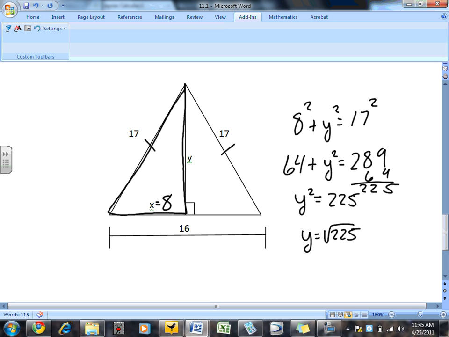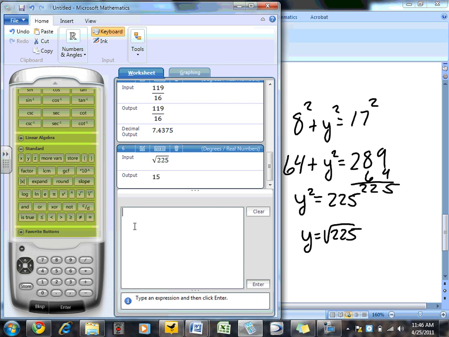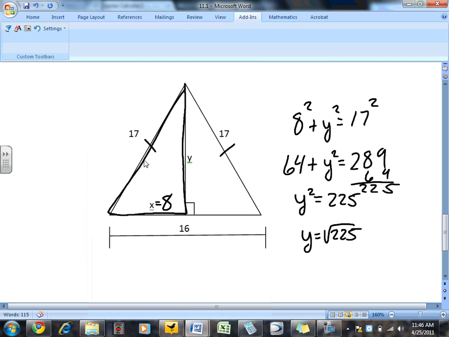And we can check ourselves. Is that a perfect square? All right, 225. So we can hit the square root. And actually it does. 15 squared equals 225. So y equals 15. So x equals 8 and y equals 15.